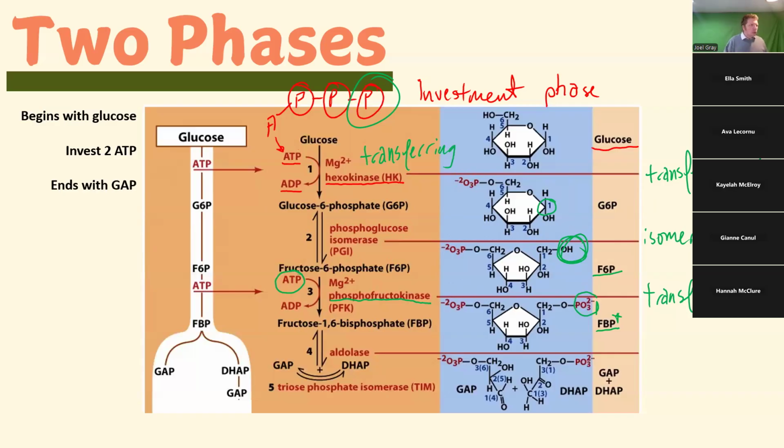Okay. So after we've done these first 3 steps, we have invested 2 ATP. We've spent 2 ATP. What have we gotten out of this? Well, we've gotten 2 ADPs out of it, 2 adenosine diphosphates. The next thing that we want to do to conclude our investment phase is we want to break this 6-carbon molecule in 2. And so I always like to visualize it as I'm splitting it right down the middle. So carbons 1, 2, and 3, carbons 4, 5, and 6. That gives us 2 3-carbon molecules.